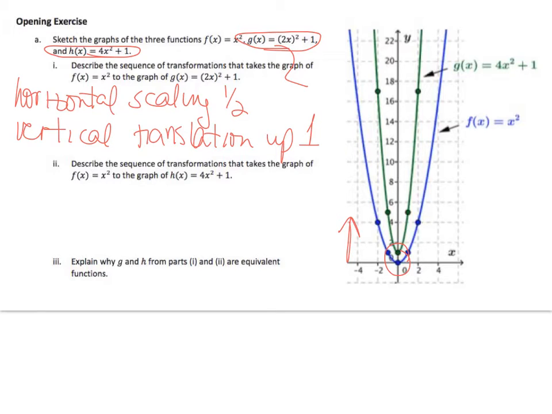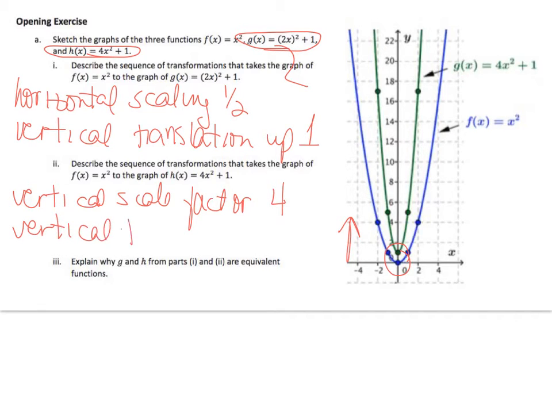Next, describe the sequence of transformations that takes the graph of f of x equals x squared to the graph of h of x equals 4x squared plus 1. So the graph of h is a vertical scale by a factor of 4, even though it looks the same, something else is going on, and a vertical translation up 1.